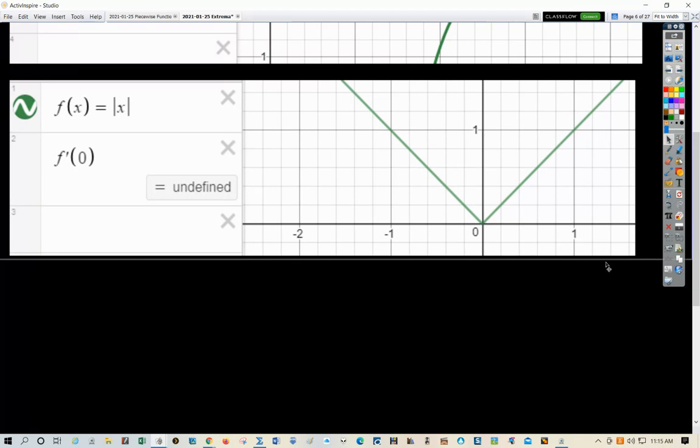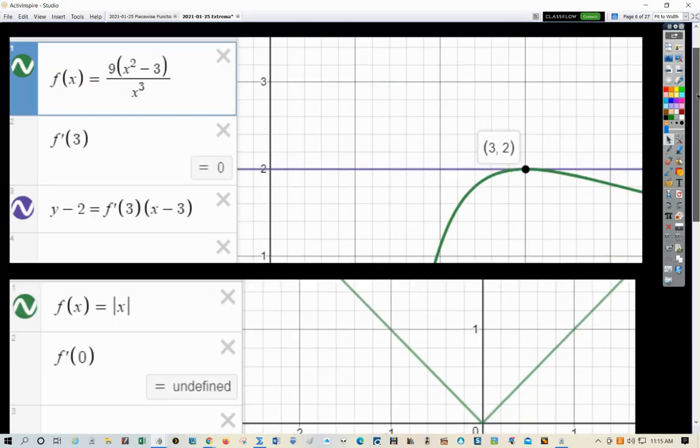There's a sharp corner, so no derivative exists there. And it doesn't fit the criteria of a tangent, right? With a tangent, remember what happens. Let's look at this one right here for a second.